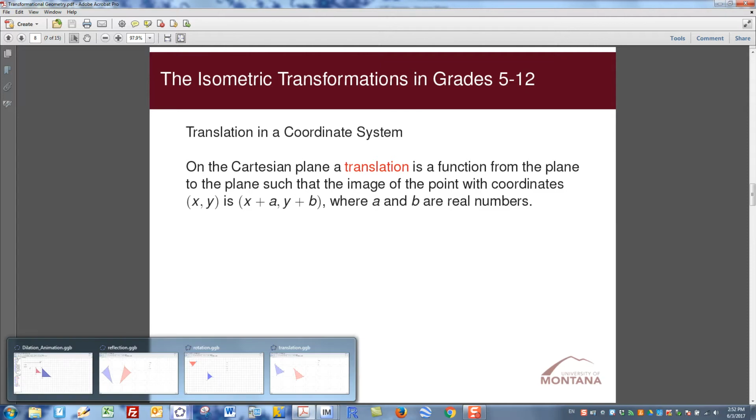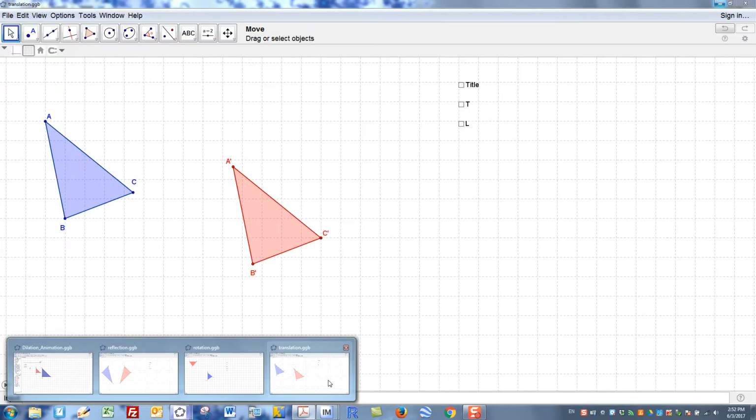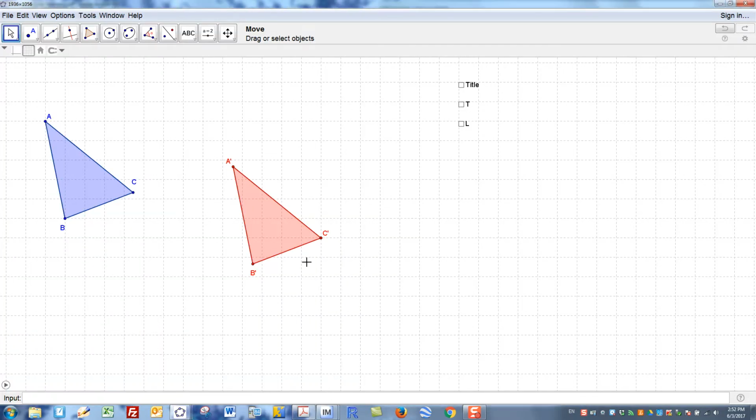At this point, I want to step out and talk a little bit about how you can make this really come to life using GeoGebra, and I'll make these GeoGebra files available to you should you find a need for them or want to play around with them.